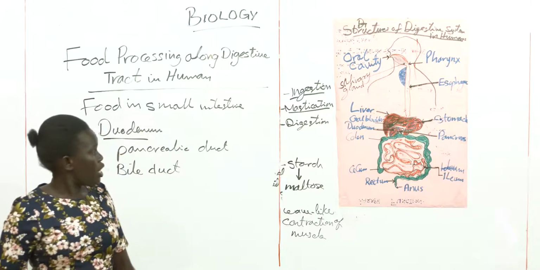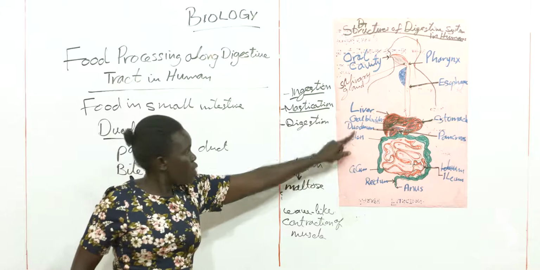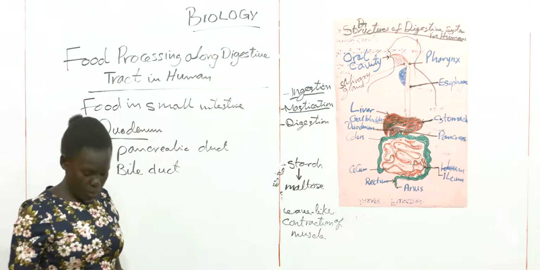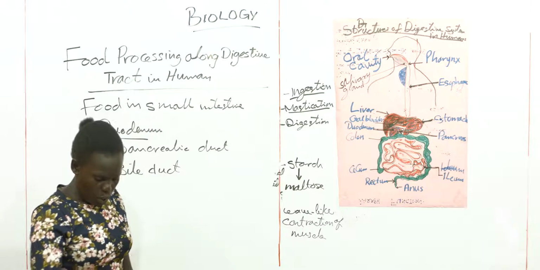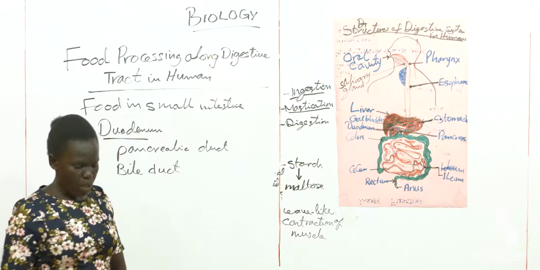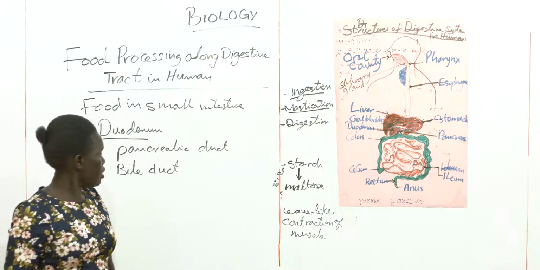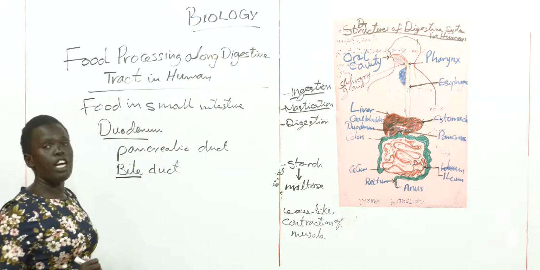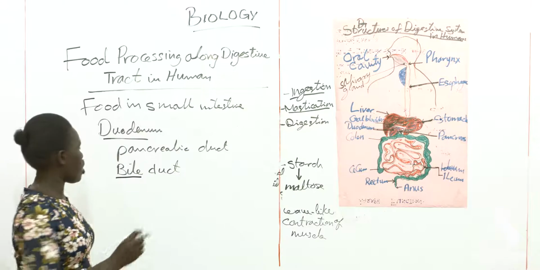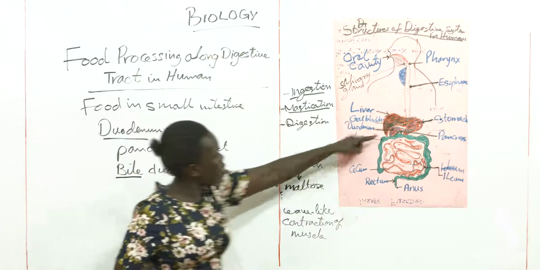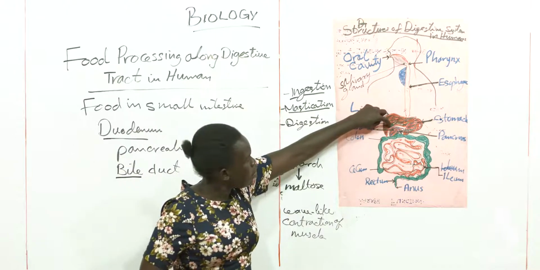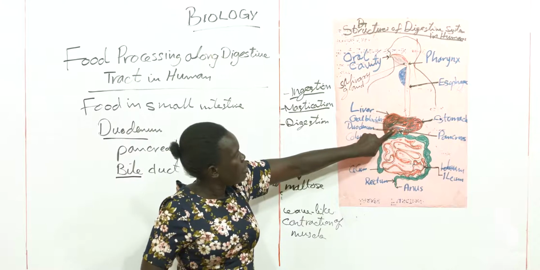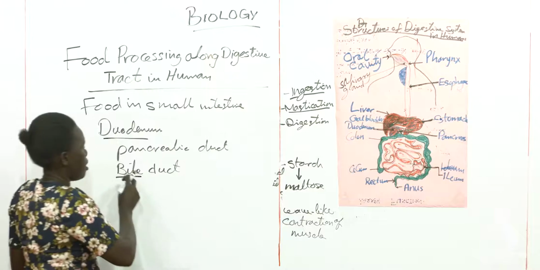So here in this duodenum, we have also some secretions. We have some juice. What are these juices? Like bile, which is produced by the liver, then stored in the gallbladder to be released into the duodenum through the bile duct.